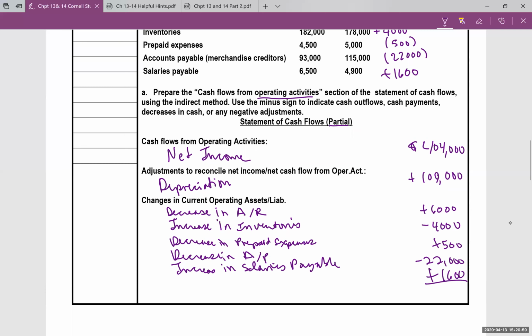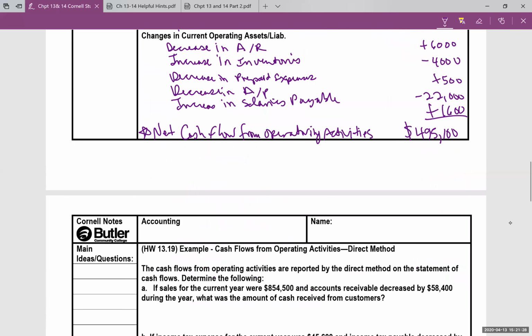Draw the line. And then the label here is net cash flow from operating activities. You would put this 404 in your calculator, 404,000 plus 109,000 plus your 6,000 minus 4,000, and so forth. For this example, you would get 495,100. So when you get to this problem in your homework 13.6, follow along and use this as a pattern. It should help you out.